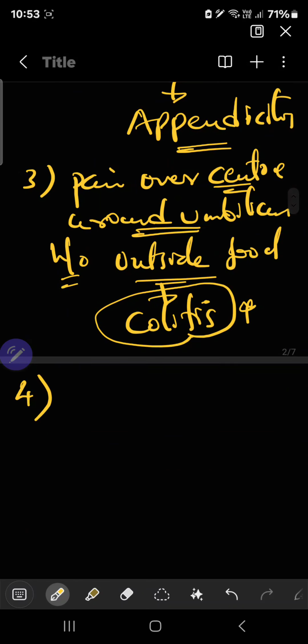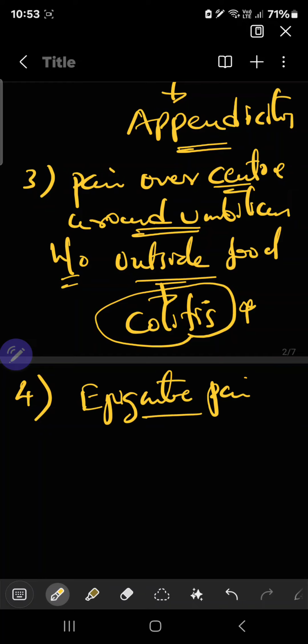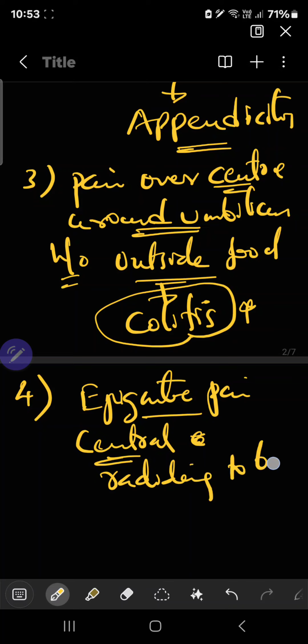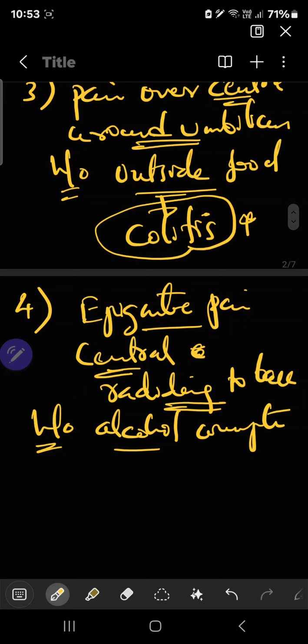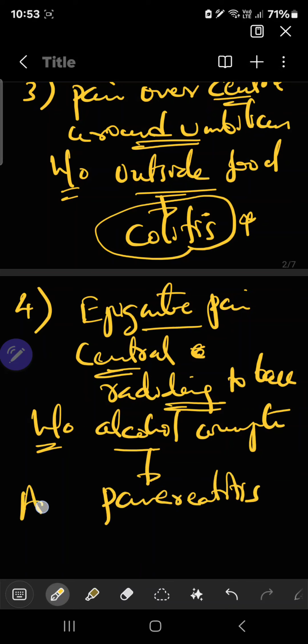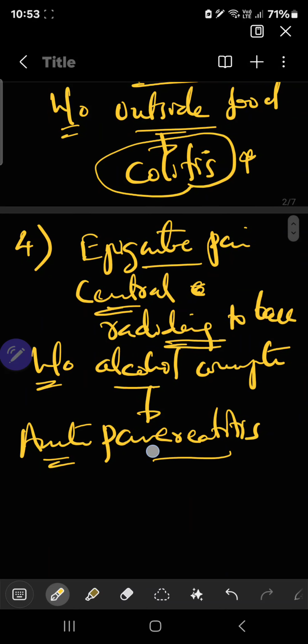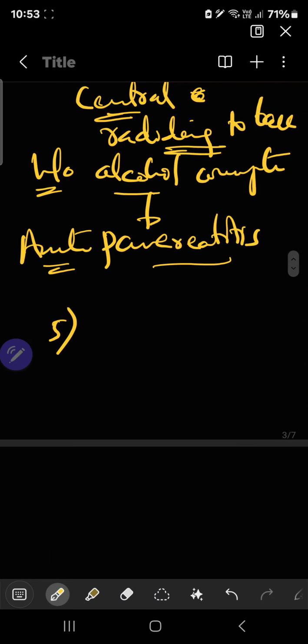And number 4, epigastric pain, like central epigastric pain, which is radiating to the back. And there will be a history of alcohol consumption, recent alcohol. Maybe the patient has taken high amounts of alcohol recently. That is pancreatitis, acute pancreatitis, right?